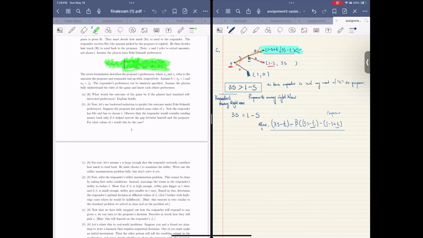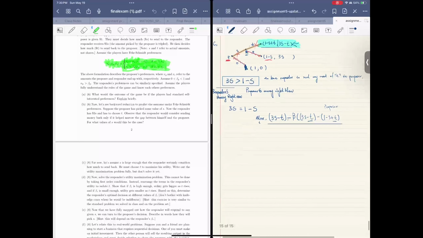Okay, so under what beta will I be happy to send as much T to you as possible to maximize my utility? This is what this maximization was doing, right? So under what beta will I be happy to send you the maximum amount of T?